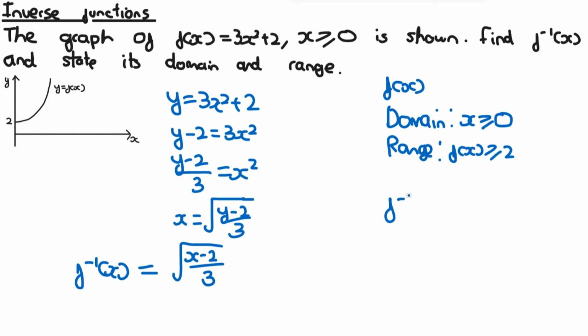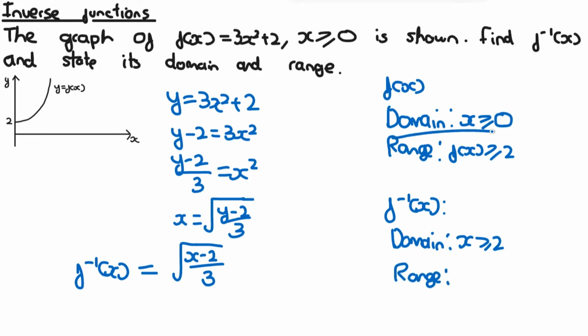So therefore for the inverse f^-1(x), the domain would be the range of f(x). So this would be when x is bigger than or equal to 2, and then the range would be the domain of f(x), where f^-1(x) is bigger than or equal to 0.